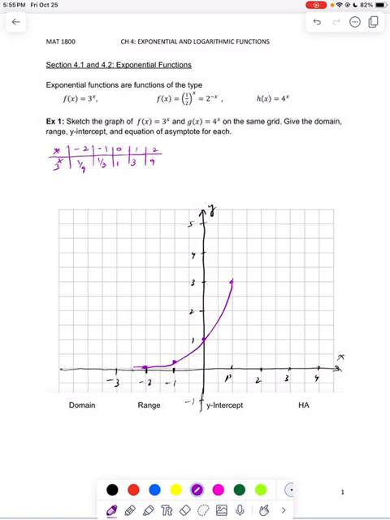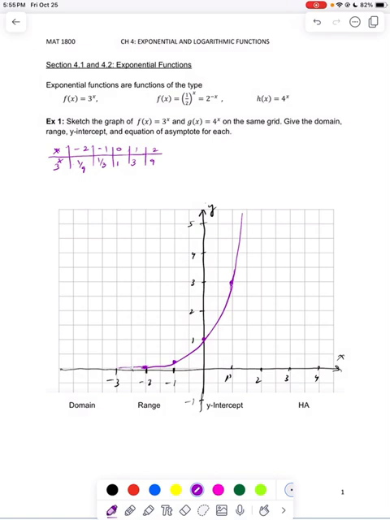At 2 the value was 9. We couldn't graph that, so we have to just stay with these 3 points. These are the 3 points I want you to focus on for each exponential function.